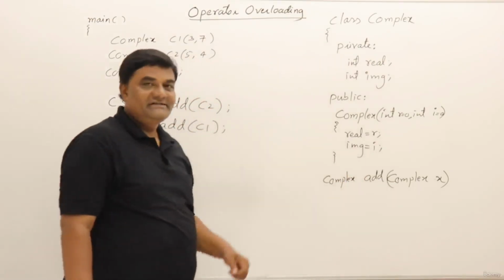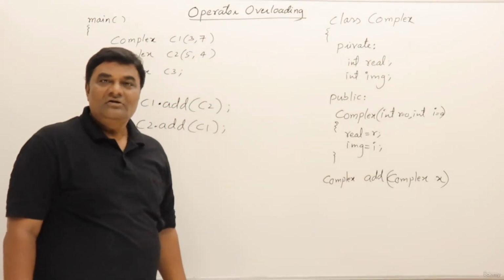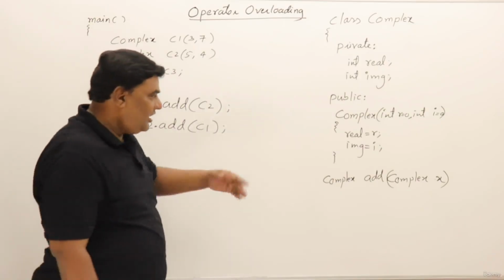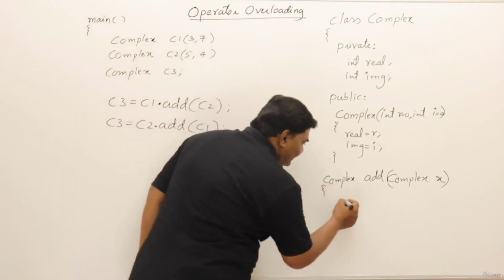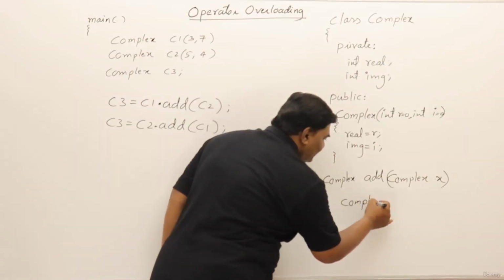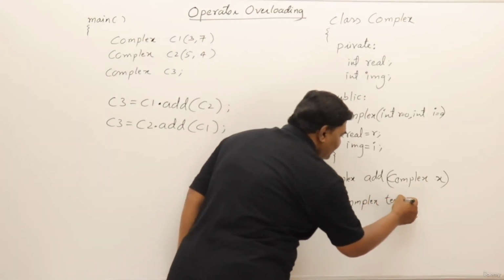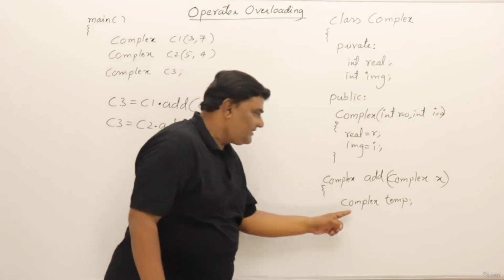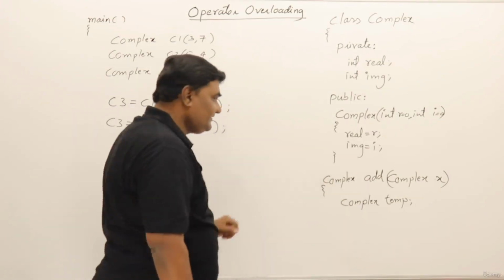Yes, this becomes the signature of an add function. Now how will it add? Inside this we will take a temporary complex number, temp, for getting the result. This is a temporary variable for adding two numbers and storing the result there.